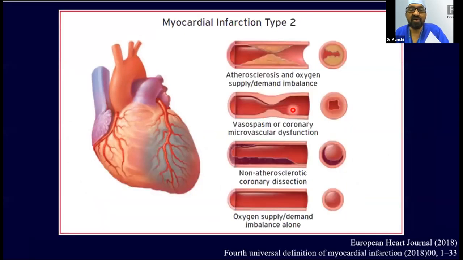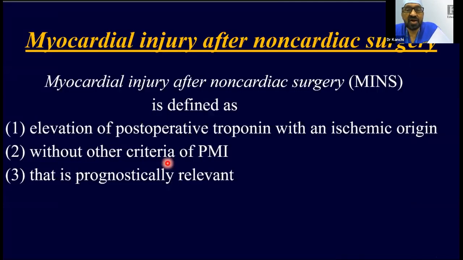The second type of myocardial infarction is the one where there may not be any coronary artery disease, but just because the heart rate has gone up or the blood pressure has gone down during the anesthetic or surgical management, there is an acute imbalance in the oxygen supply demand, which predisposes the myocardium to myocardial infarction. If it is not treated promptly, it will lead to myocardial necrosis. So myocardial injury after non-cardiac surgery is an elevation of postoperative troponin, which has an ischemic origin without other criteria of perioperative myocardial infarction, and this is prognostically relevant.